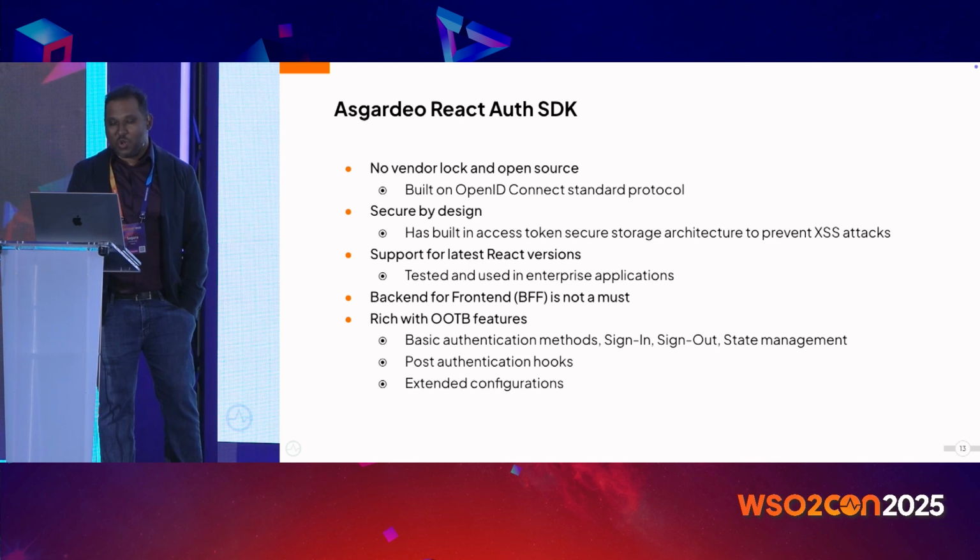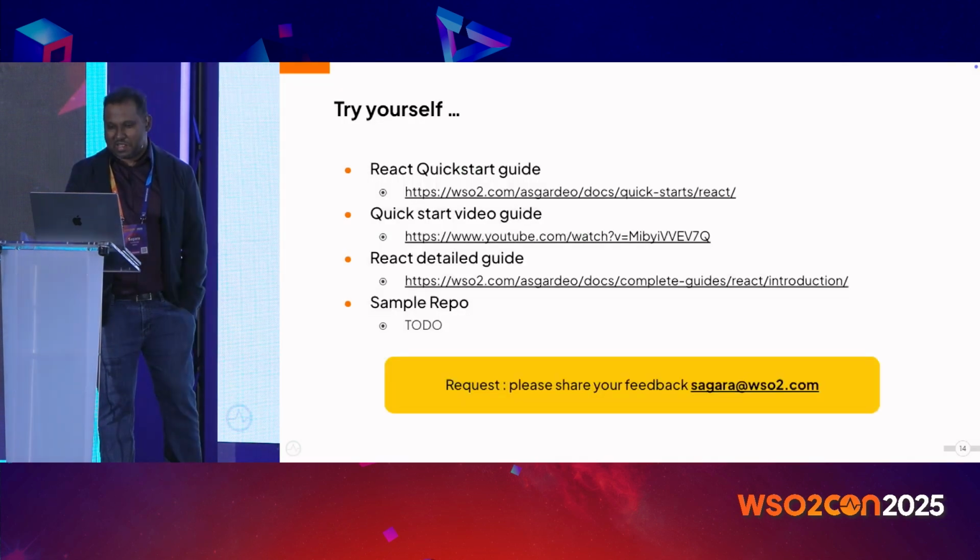As you have seen already, we provide out-of-the-box functions such as sign in, sign out, and retrieving the state attributes. All these capabilities are included in the SDK. So you don't need to really worry about dealing with JWTs or those kinds of things. You just have to integrate the right SDK. I will share this slide with you, so you can go through the quick start guide, and we also have a nice quick start video, and the detailed guide.